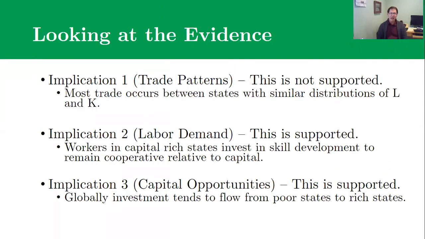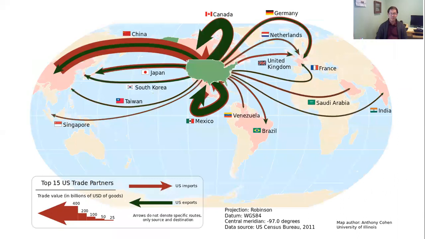So we can think about how well the Heckscher-Ohlin model does in terms of explaining the patterns that we see economically and globally. And I think implication one is pretty clearly not supported, in that most of the trade that we see in the world goes between countries with similar levels of economic development. And I've actually got a map I'll show you for this.